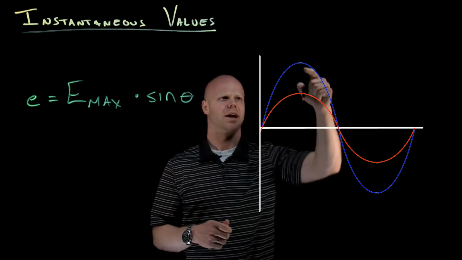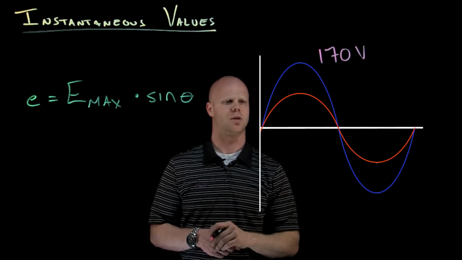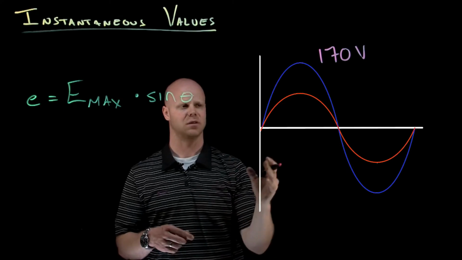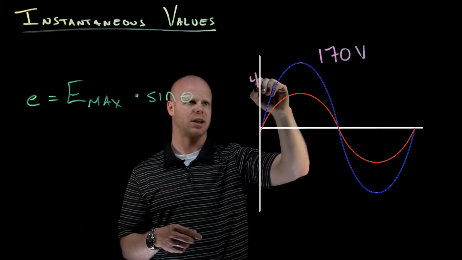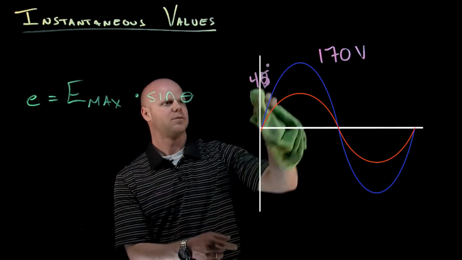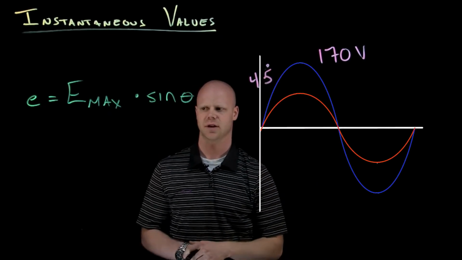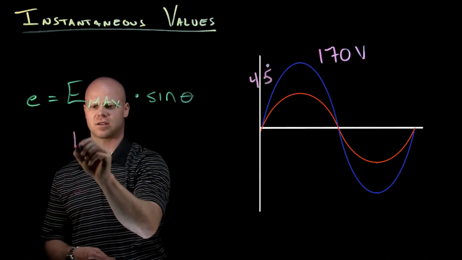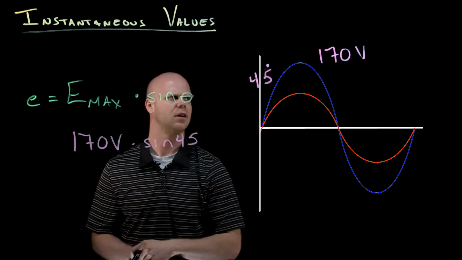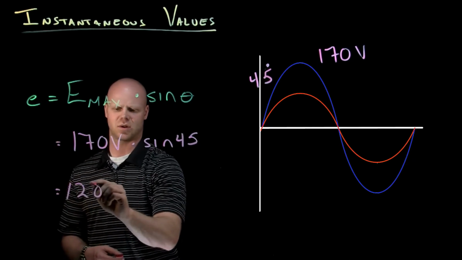So if I have a peak voltage of 170 volts, and I wanted to look at what my instantaneous value is around 45 degrees, let's make it easy. So what is happening at 45 degrees? I take my Emax, which is 170 volts, and multiply it by the sine of 45. When you do this, it's going to be right around 120 volts.